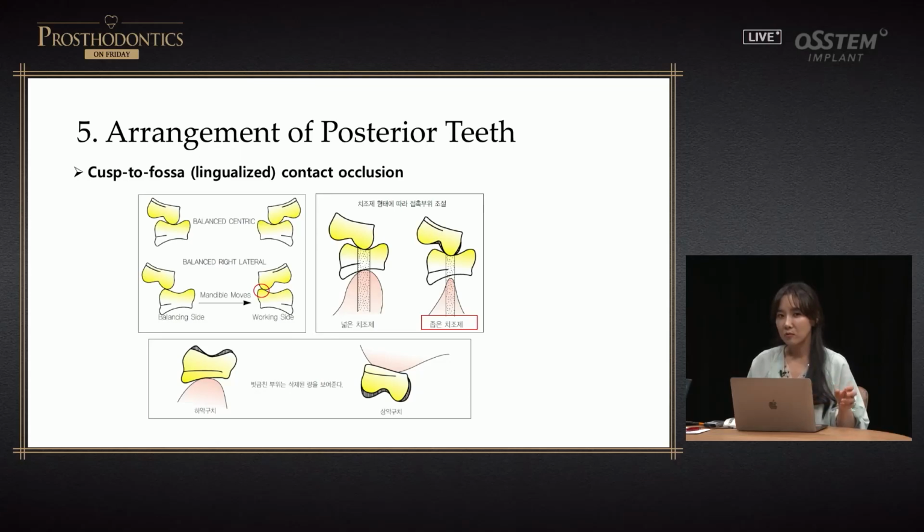So these are how they are arranged. On the balancing side, the contacts are the same. But on the working side, the buccal and lingual cusp contacts occur together, but not on the buccal side, so the unstableness due to the buccal lateral pressure is avoided.